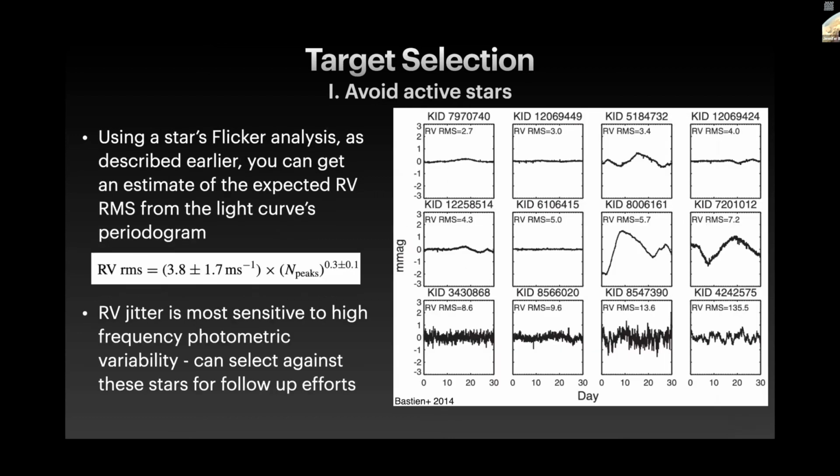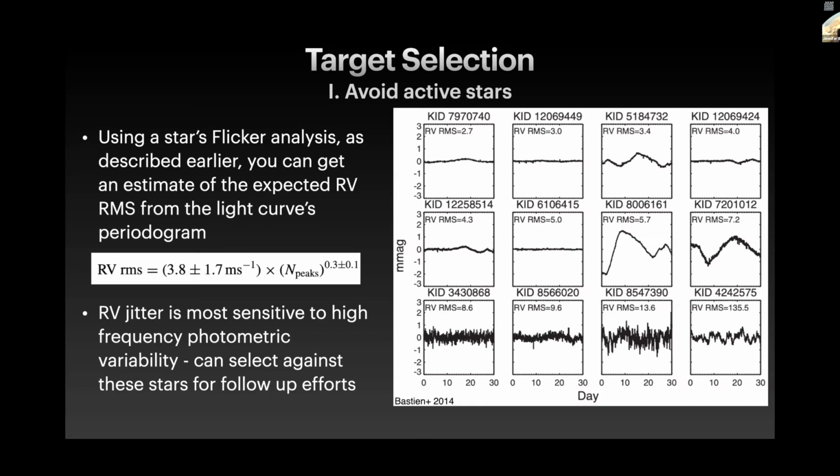Another light curve to RV predictor is the star's flicker value, which was described by Fabienne Bastian in her 2014 paper. The figure here shows the light curves of 12 different Kepler stars, and then lists in the upper left corner their corresponding RV RMS measurements. The RV jitter seems to be most sensitive to higher frequency photometric variability, especially in the lower amplitude stars, so stars that look like they are quieter in terms of photometric motion.